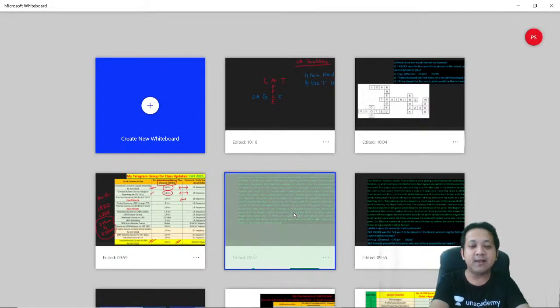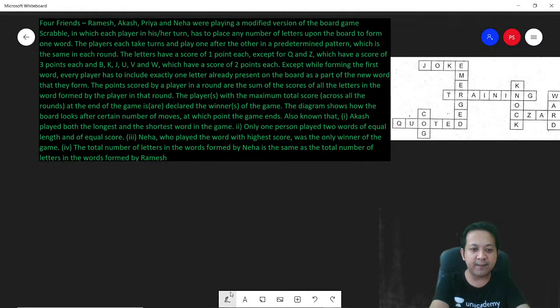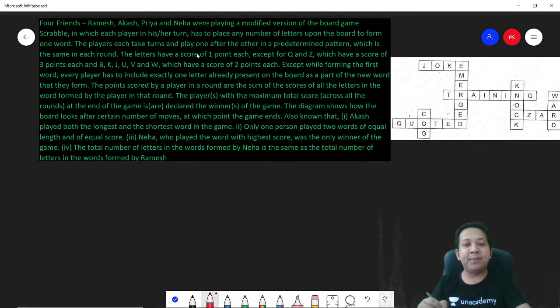Okay, let's read the question together. 4 friends, Ramesh, Akash, Priya and Neha, were playing a modified version of the board game Scrabble, in which each player in her turn has to place any number of letters upon the board to form one word. So there are 4 friends, they are playing Scrabble. The players each take turns and play one after the other in a predetermined pattern. This is important.